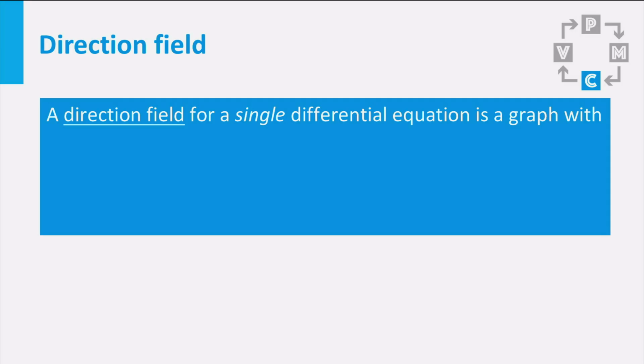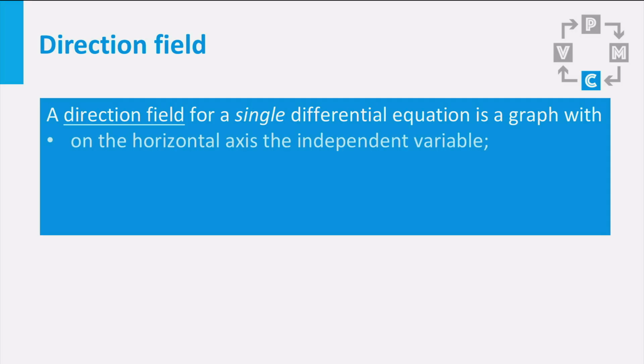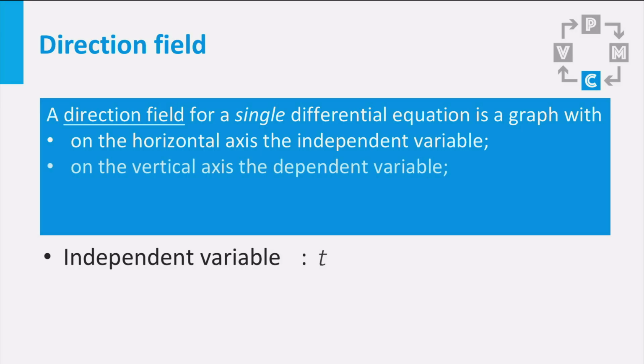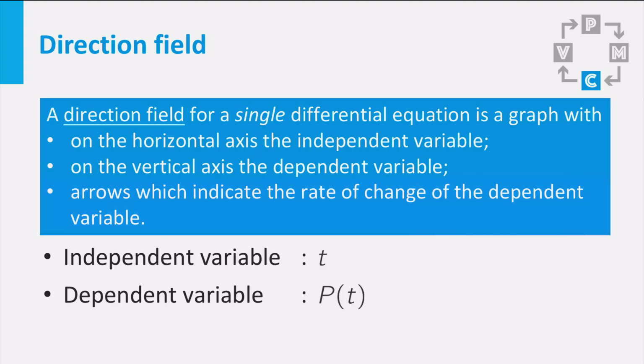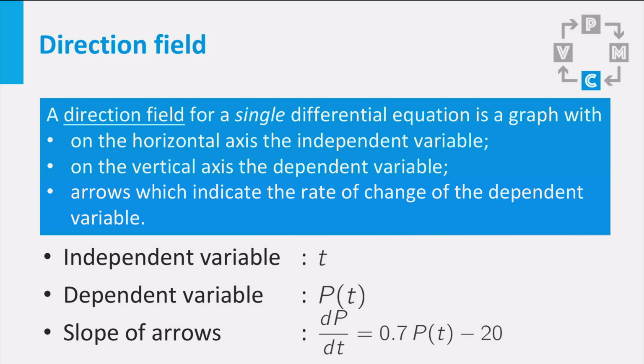A direction field for a single differential equation is a graph with as horizontal axis the independent variable, which for our equation is the time t, and as vertical axis the dependent variable. So for us this is the population size P. A direction field contains a lot of small arrows. The slope of these arrows indicates how fast the value of the dependent variable changes when the independent variable increases. In our case, how fast population P changes when the time t increases. The slope of the arrow equals the derivative of P with respect to time.